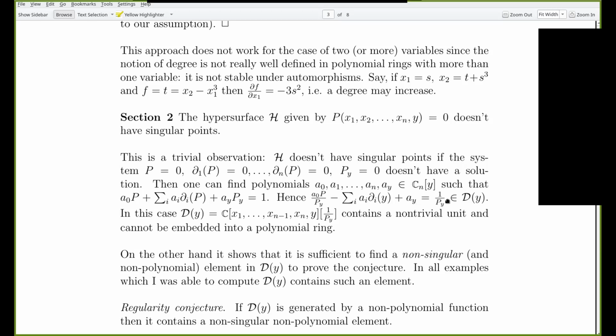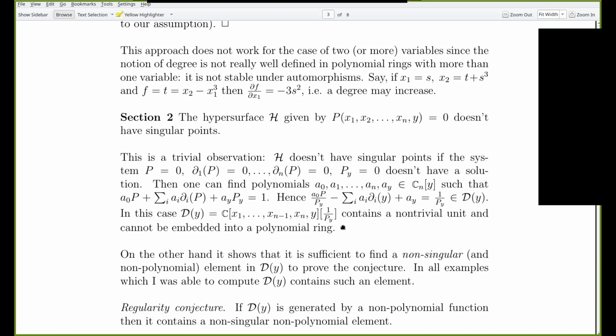the partial derivative of y, which of course is a non-trivial unit, because it's a trivial unit only if the partial by y is constant, which means that y was a polynomial in these variables. So in this case, the algebra is very easy to describe. So for a typical situation, that's what you have.